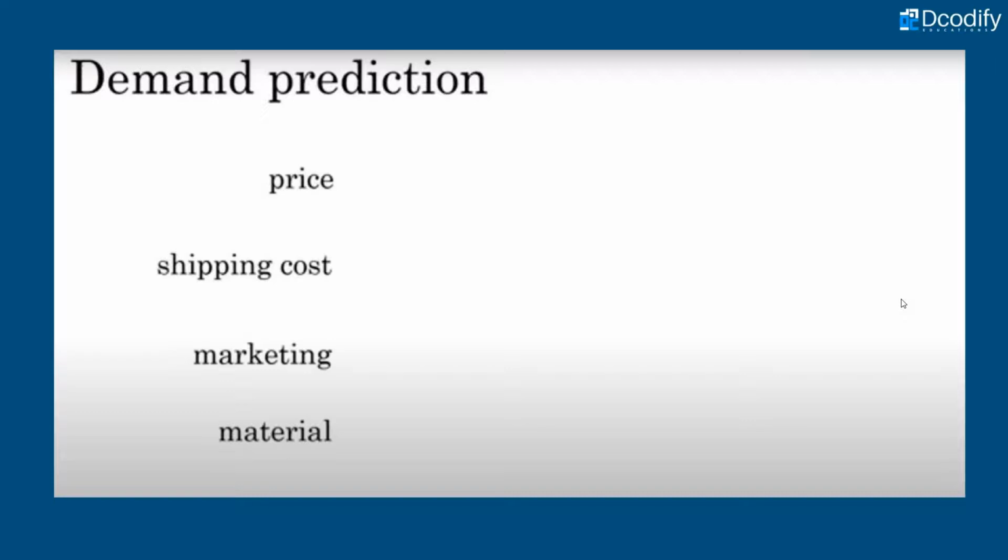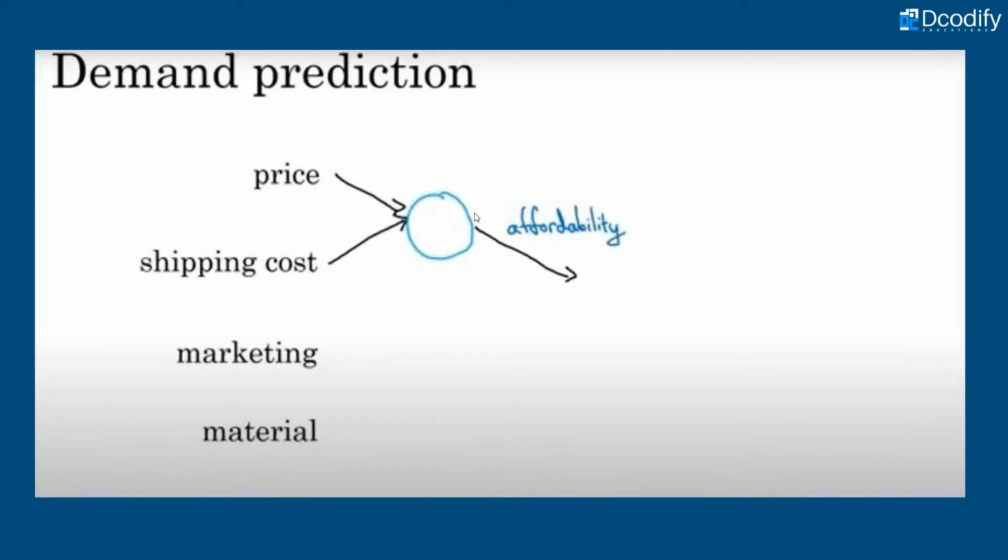Fine. And also the affordability of the consumer will depend on the shipping cost and price. So let's say price and shipping cost determine the affordability. So let's say price and shipping cost can be put into a neuron, which determines the affordability. And then we have, let's say, price, marketing, and material.